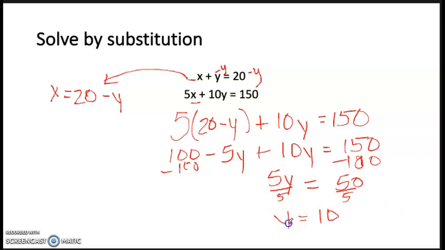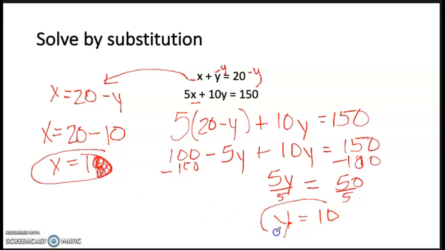I am not done, but wait, there's more. I can take this y equals 10 and find a simple equation to solve for x. Well, over here I've already solved for x, so I'm going to use this equation. X equals 20 minus y, and my y just turned out to be 10. So now I know that x is 10. So I have x equals 10 and y equals 10, and so my solution is 10, 10. That is the solution for that system of equations.